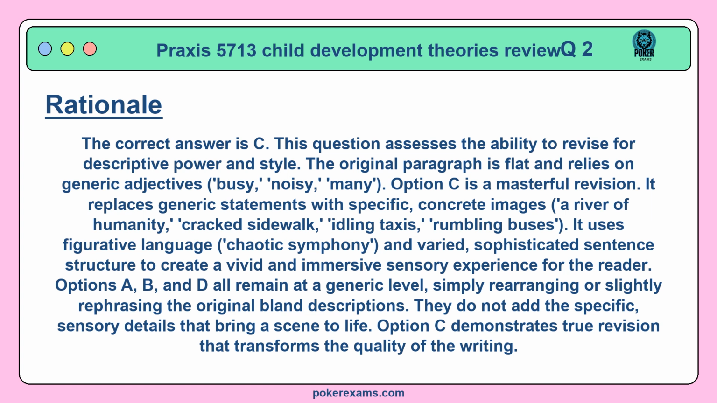Option C is a masterful revision. It replaces generic statements with specific, concrete images: a river of humanity, cracked sidewalk, idling taxis, rumbling buses. It uses figurative language, chaotic symphony, and varied, sophisticated sentence structure to create a vivid and immersive sensory experience for the reader.